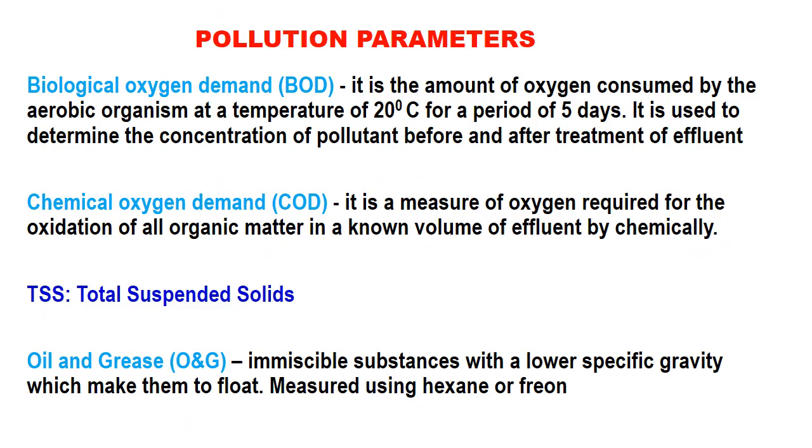Here are some important pollution parameters through which the quality of effluent is measured. That is the biological oxygen demand. It is the amount of oxygen consumed by aerobic organisms at a temperature of 20 degrees Celsius for a period of 5 days to decompose this effluent. It is used to determine the concentration of pollutant before and after treatment of effluent. So in other words, biologically, if we have to oxidize the effluent, how much oxygen is required in 5 days at 20 degrees Celsius.